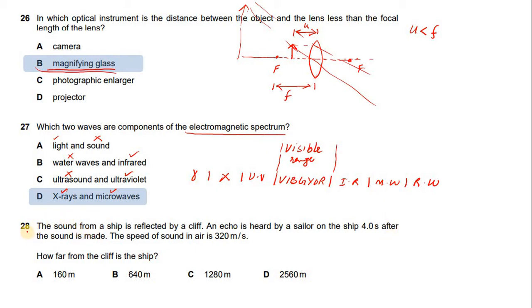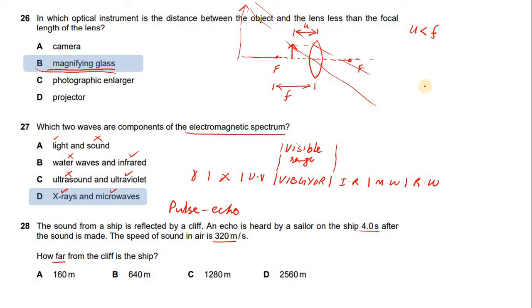Question number 28. The sound from a ship is reflected by a cliff. An echo is heard by a sailor on the ship 4 seconds after the sound is made. The speed of sound in air is 320 meters per second. How far from the cliff is the ship? You need to find the distance. This is clearly a pulse and echo question. Pulse, echo. And what is pulse and echo?